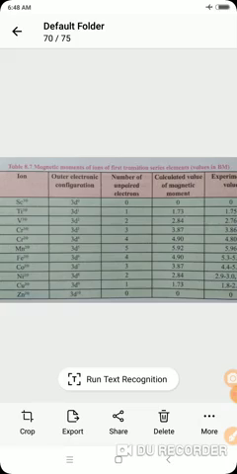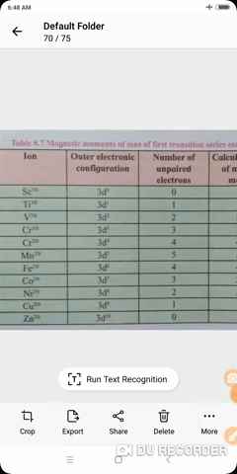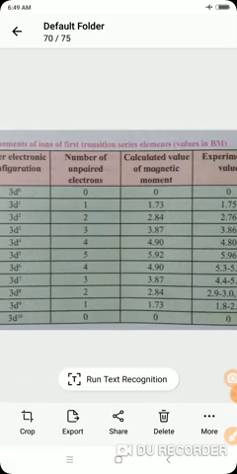Now see, the first ion is scandium, Sc3+. Sc is the symbol for scandium, having outer electronic configuration 3d0, because as scandium carries a charge of plus 3, there is a loss of 3 electrons, so 3 positive charges are developed, and it contains 0 unpaired electrons. As the number of unpaired electrons is 0, the magnetic moment is also 0.